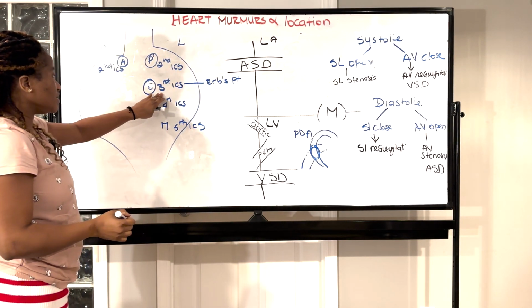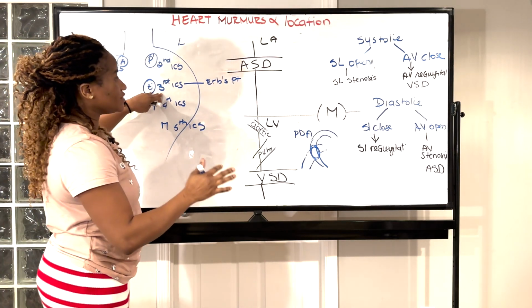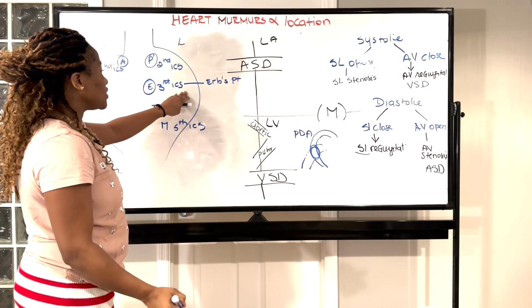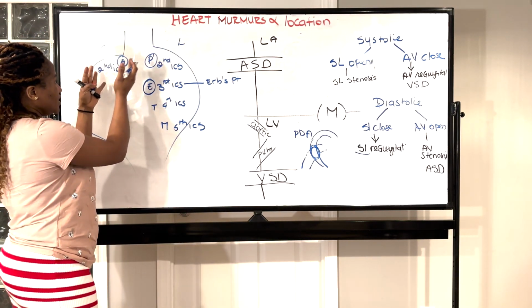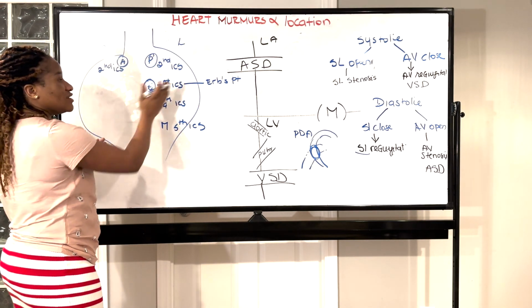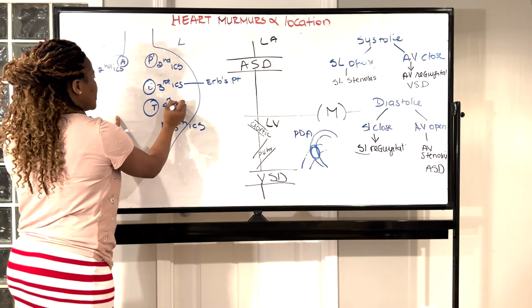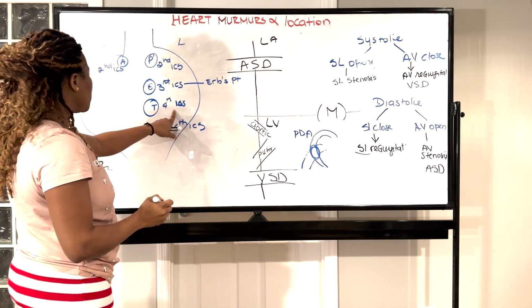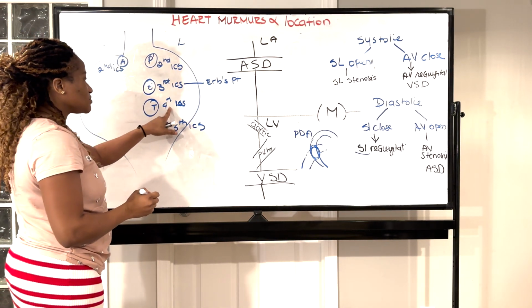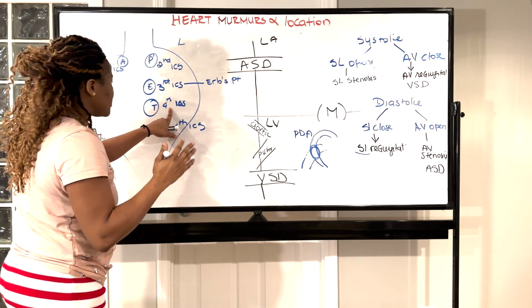So here on the left sternal border is where you're going to listen to the semilunar valve regurgitation. This is where you listen to your aortic and pulmonic valve regurgitation, right here, left sternal border. Now let's go to the fourth intercostal space, lower left sternal border, and this is going to be your tricuspid area. This is where you're going to listen to your tricuspid regurgitation or stenosis.